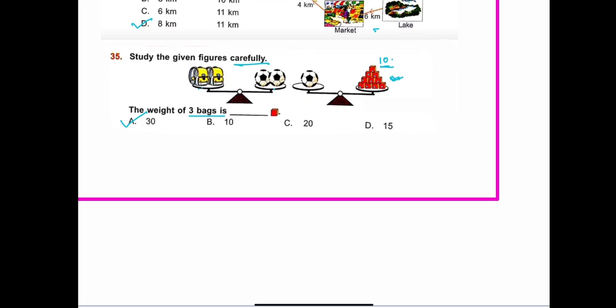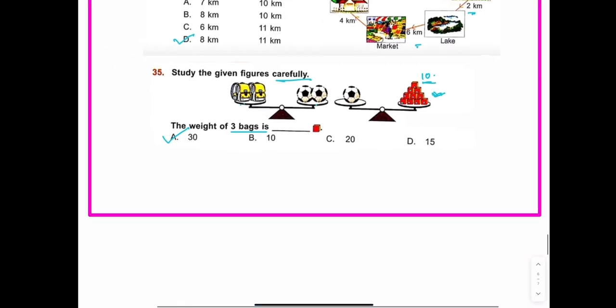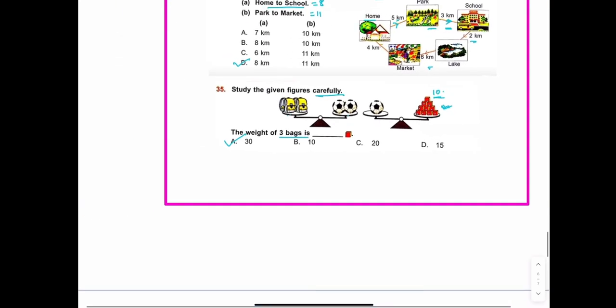So it was all about today's IMO set for class 2 and we have discussed it in detail.